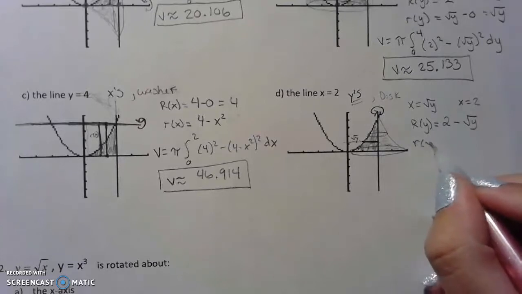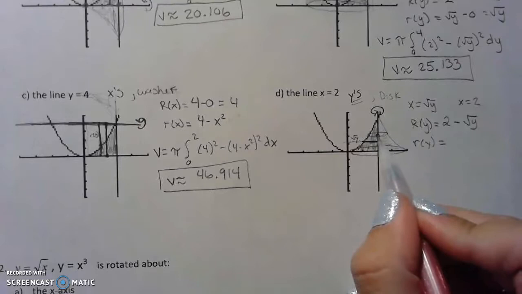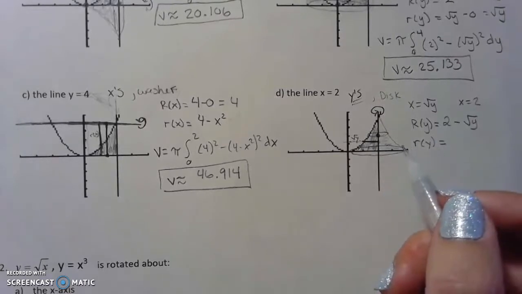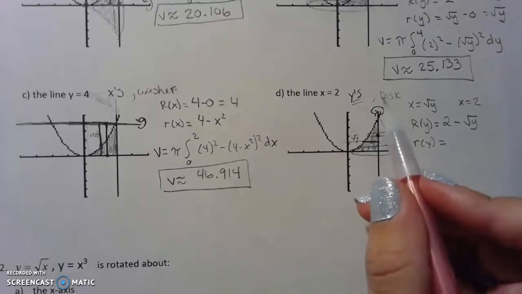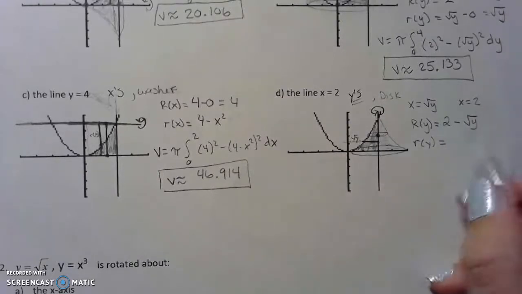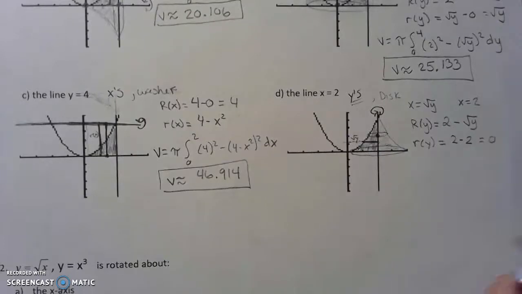My inner radius, that just means I'm going to go from here to here. So the inner radius from this line to that line is pretty easy. The distance to that line is 2, and we're subtracting that same distance. So this is going to be a 0. There's no distance from here to here. So that one makes it easier.